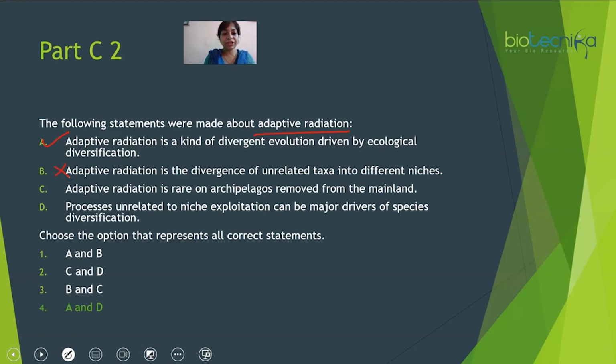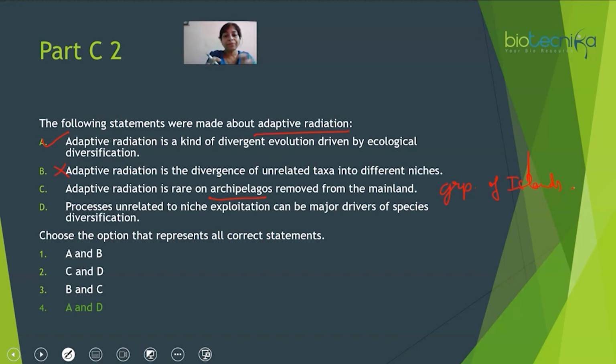Statement C, adaptive radiation is rare on archipelagos removed from the main island. Understanding this statement is very easy, but you might be confused about the meaning of this word. Archipelagos means group of islands. So adaptive radiation is rare on a group of islands removed from the mainland. Now that is absolutely wrong, because what Darwin observed with the finches is the opposite, right?